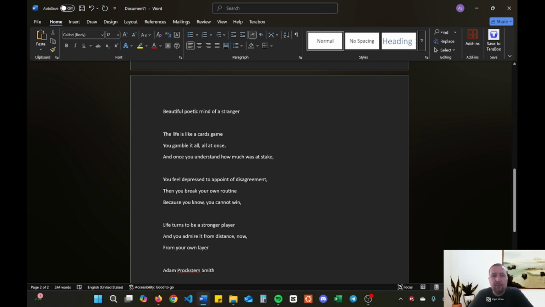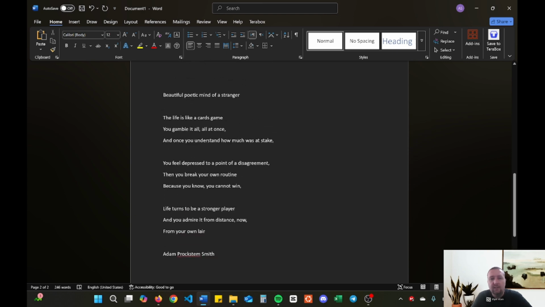Let's read it again, just to check. First line, life is like a cards game. It's an interesting beginning, it's what came to my mind. You gamble it all at once, and once you understand how much was at stake, you feel depressed to a point of a disagreement. Then you break your own routine because you know you cannot win. Life turns to be a stronger player, and you admire it from distance now, from your own layer. Well, maybe I meant to say lair. Because layer with Y is like a flat something, so a flat layer. And lair with I is like a place where you can hide. Well, yeah, this is it basically.